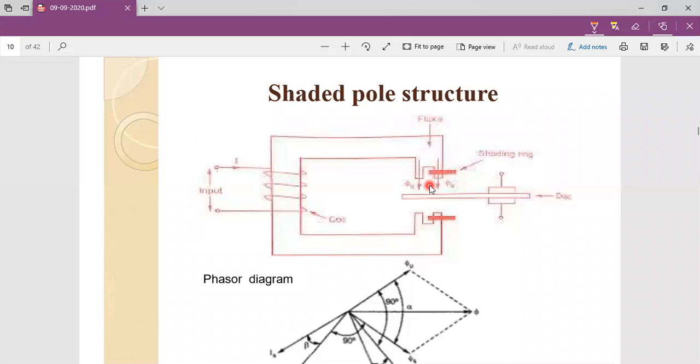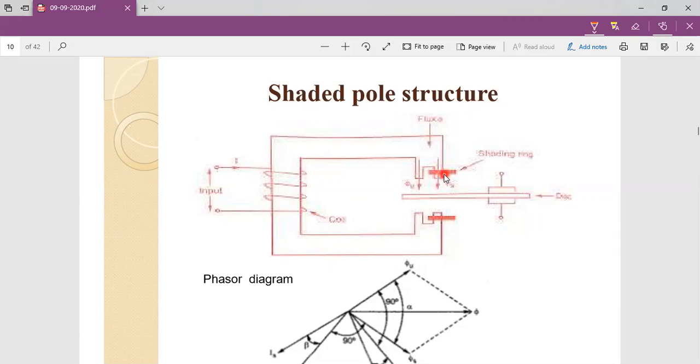Here at this section we can see two tips. Here it is one tip, and here it is another tip. For this tip we make an arrangement: we put a band on the tip. Here we place one copper band, simply called the copper band.